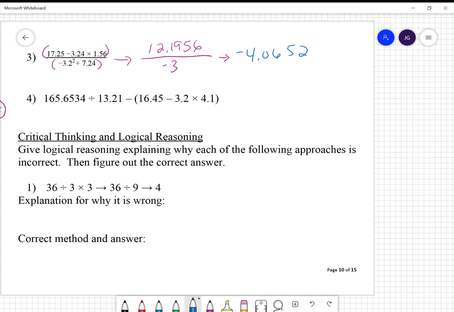Okay, in my next problem, I could type it the way it is into my calculator. I think I will actually just do that. 165.6534 divided by 13.21 minus parentheses 16.45 minus 3.2 times 4.1. 9.21.